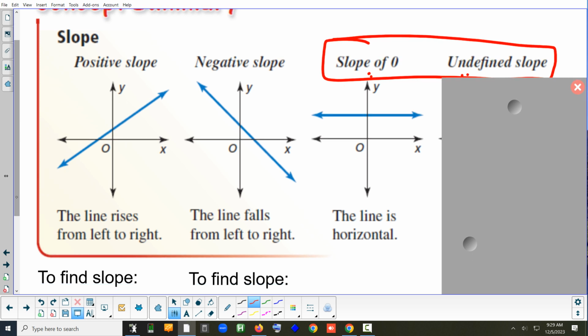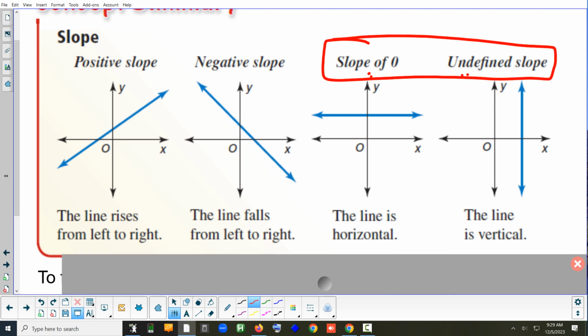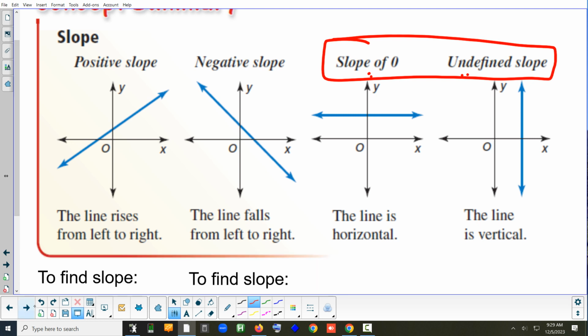A non-linear slope. What kind of line do you think is going to be undefined? Non-linear? No, it has to still be a line. So we're only going to talk about things that are linear. Nothing's going to curve. Up and down. Vertical. Yes. So a vertical line is an undefined slope.